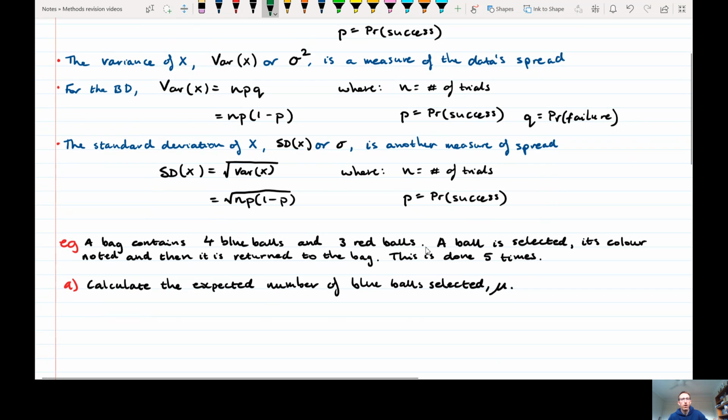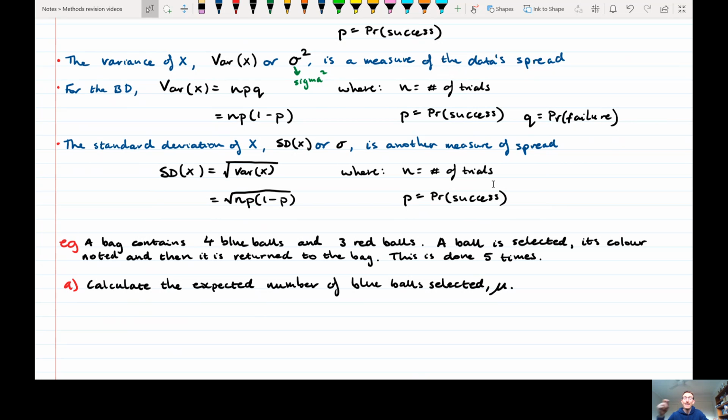Now, the variance describes the spread of the data. How far spread out is your data? That's the variance, written Var(X), or it's given by this symbol here, which is sigma squared. Now, sigma is another Greek letter. It's always going to be given as sigma squared being the variance.